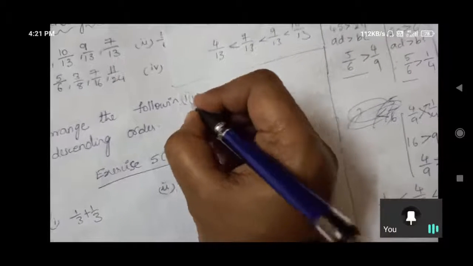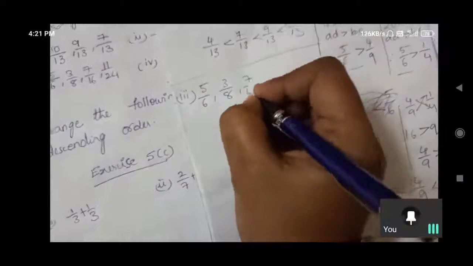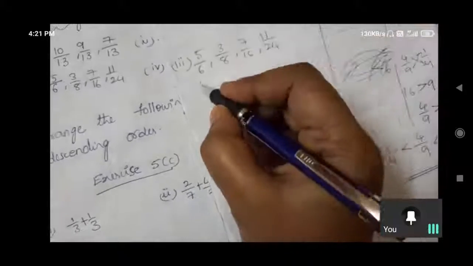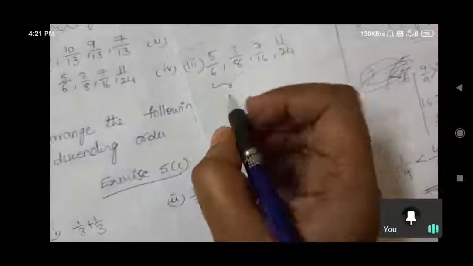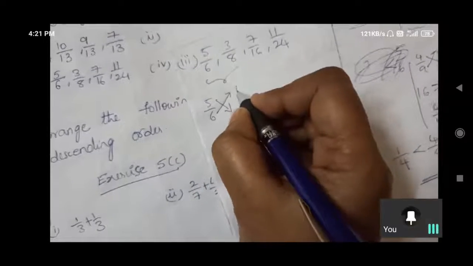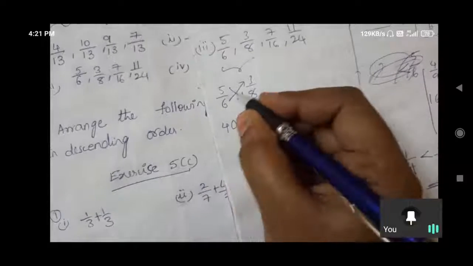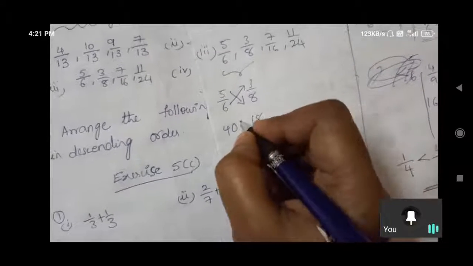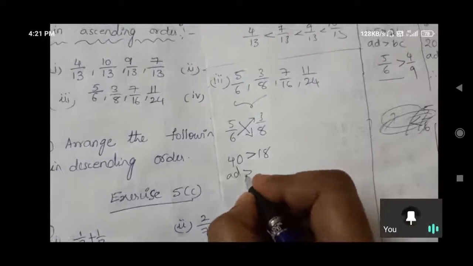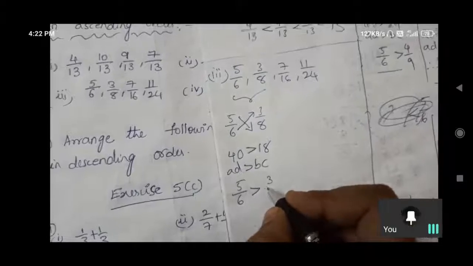And the third one we can do. Third problem: 5 by 6, 3 by 8, 7 by 16. For this also we need to do all the checking. So among these two, first we need to compare. 5 by 6 cross multiply 3 by 8. So 5 8s are 40 and 6 3s are 18. Which one is bigger? 40 is bigger. So AD is bigger than BC. So therefore 5 by 6 is greater than 3 by 8.